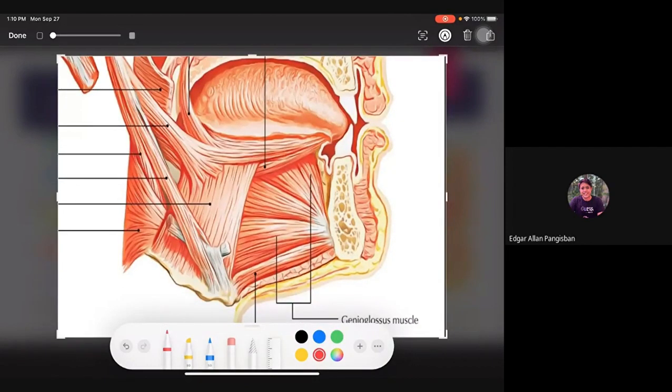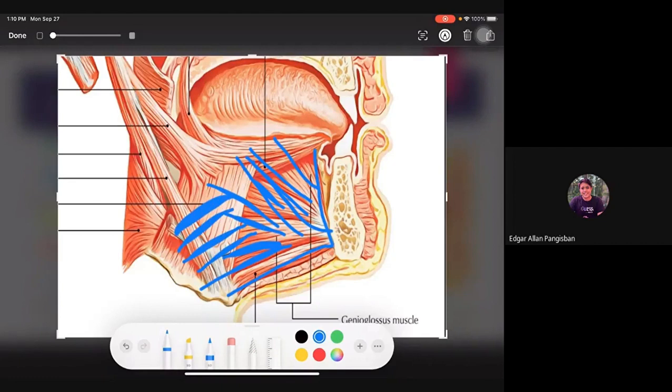Okay, so here it is. So look how wide or how far is the range of your genioglossus muscle. So this is your entire genioglossus muscle, even radiating upward and backward, going even towards your hyoid bone. Okay. So again, the origin is here, our genial tubercle. So the green one.